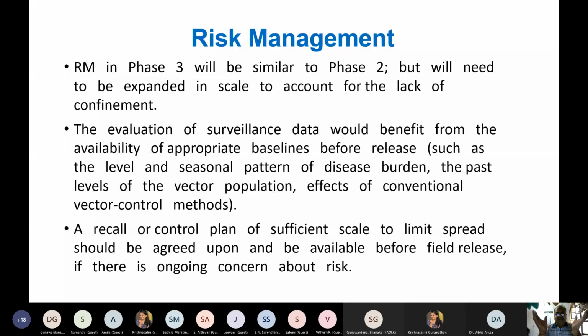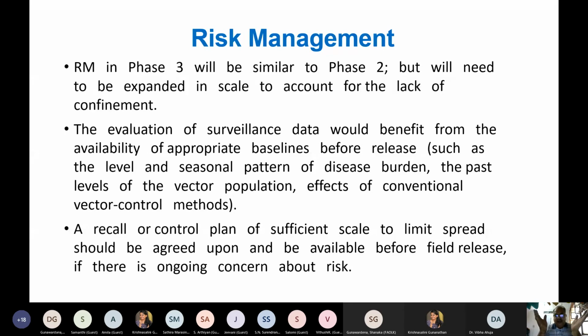The evaluation of surveillance data would benefit from the availability of appropriate baselines before release, such as the level and seasonal pattern of the disease burden, the past level of the vector population, effects of conventional vector control methods, which were all discussed in our slide when we were discussing the criteria for selection of the site.